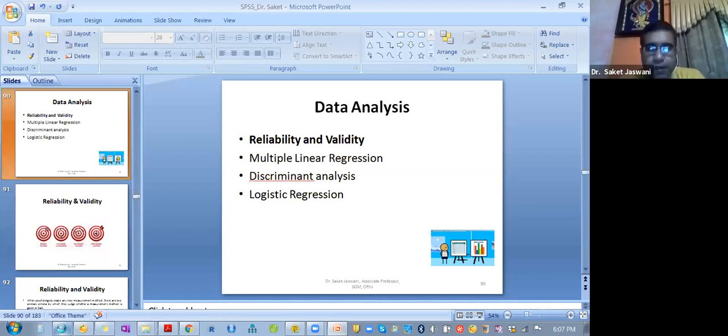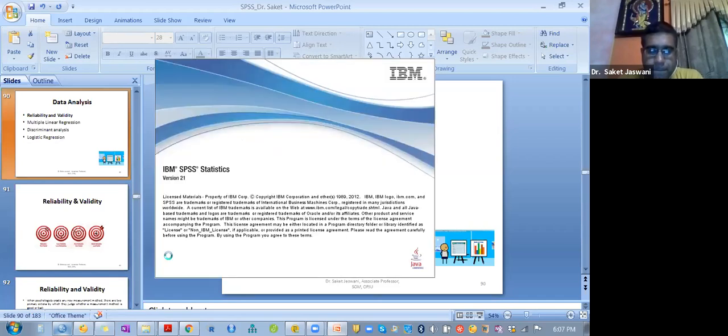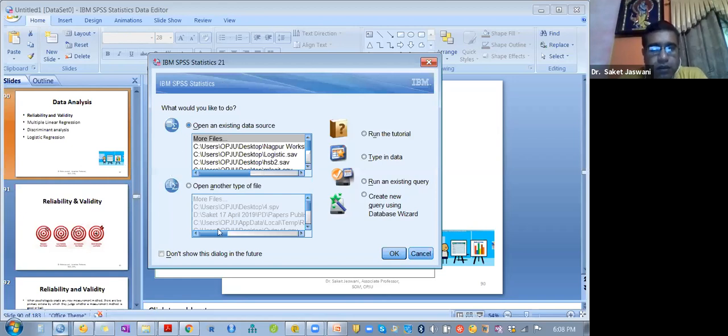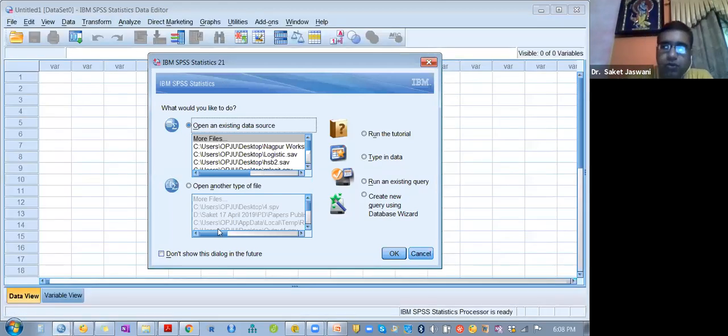Okay. So let me help you with how a file is uploaded. I will show you how it is done. The software takes some time to open the file. This is how it gets opened, and it asks you to upload the data file.